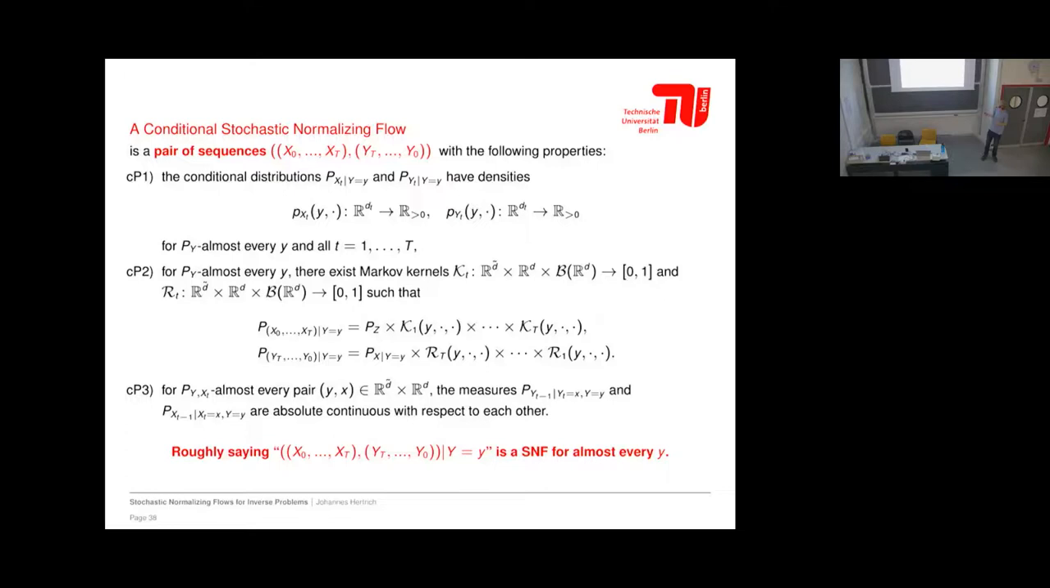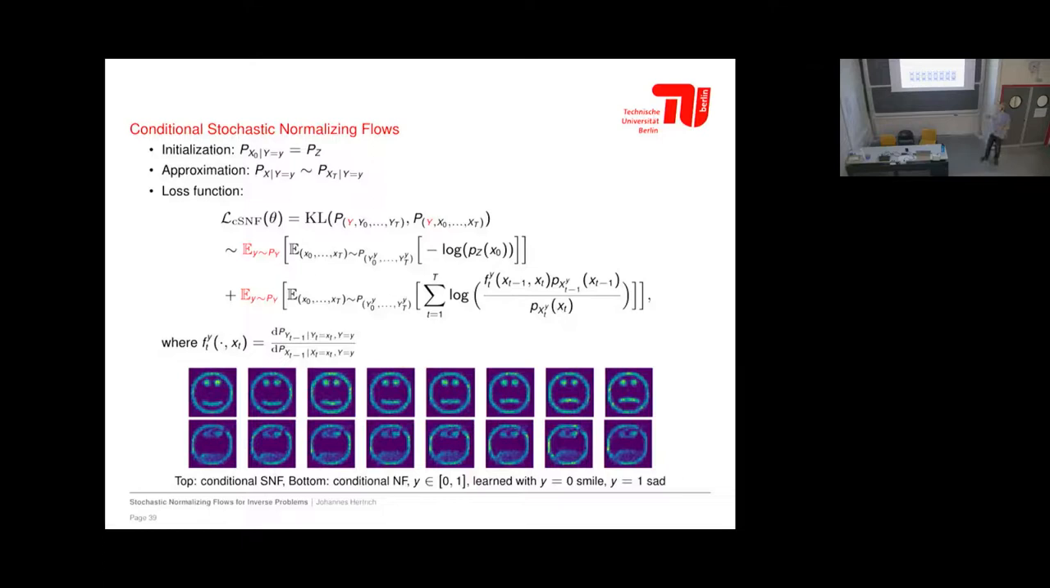So we have to adapt the conditions here. If we feed the y into one of the densities, we want to have a density. We want these conditional distributions to be Markov chains, and we want a similar technical assumption to derive our loss function. As for usual deterministic normalizing flows, we just add this y to the probability measures which are fed into the KL divergences, and what appears is just an expectation before the rest of the loss function, which is then the same as before.